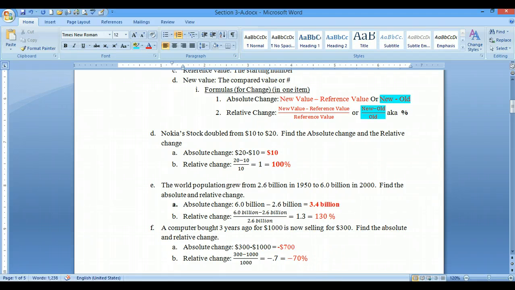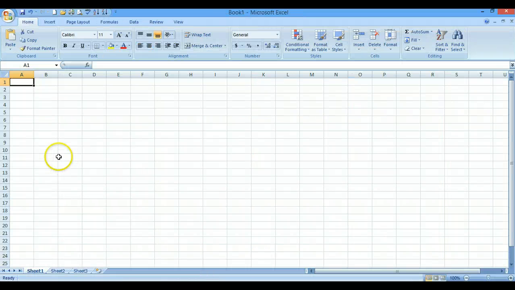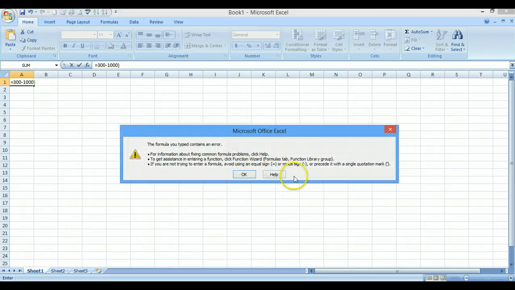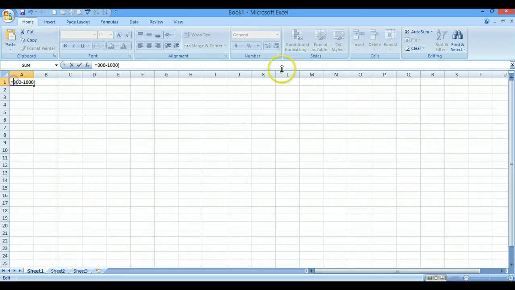You can be using your calculator for this, or you can also be using Microsoft Excel. I'm going to come in here and just type it in. Remember, to make it work like a calculator, press the equal sign, 300 minus 1,000, and then I want to divide that by 1,000. So I need to put that in parentheses. Oops. I'll go back and fix that. It said I didn't put the parenthesis on the other side. And then I want to divide that by 1,000. Press enter. There we go.